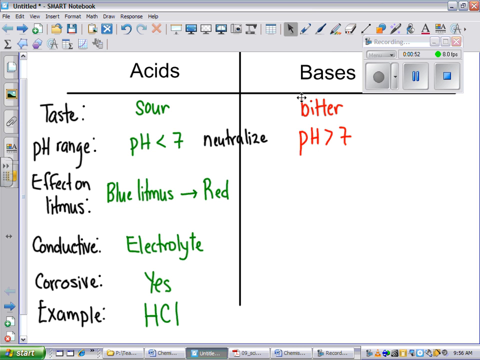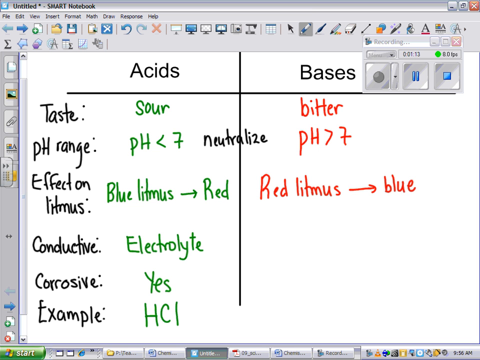The effect on litmus paper is also different between an acid and a base. An acid turns blue litmus paper red, and bases, if you guessed it, do the opposite. They turn red litmus paper blue. So now we've talked about three differences between acids and bases.